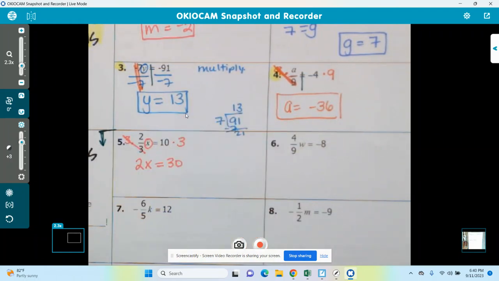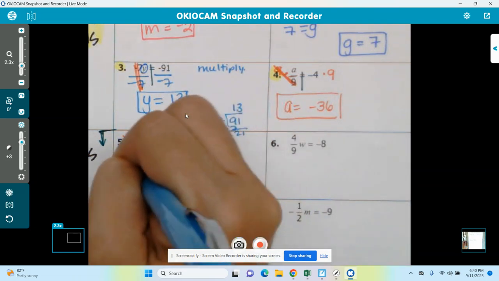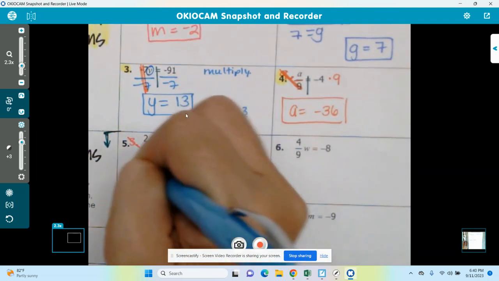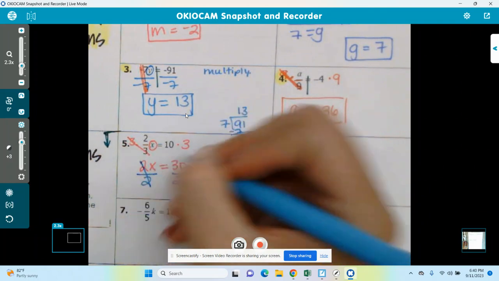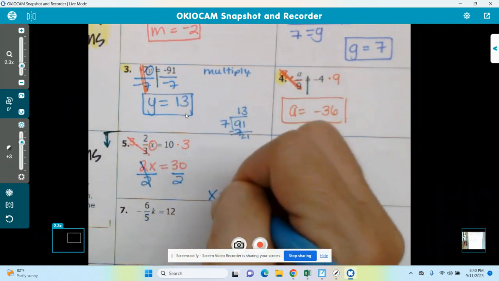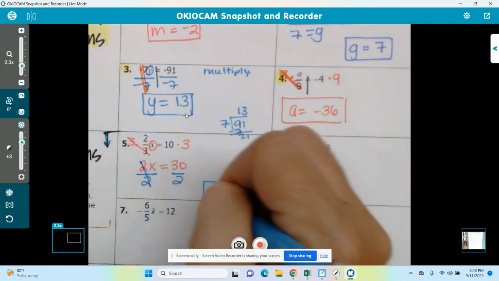So this is technically going to be a two-step for us. Now, because they're multiplying, I'm going to divide, cross out my 2's, leaving me with just x, and 30 divided by 2 is 15.